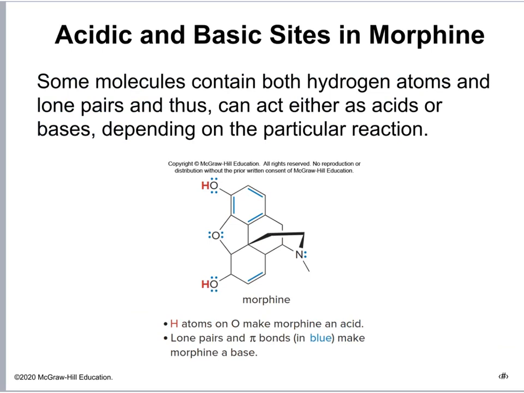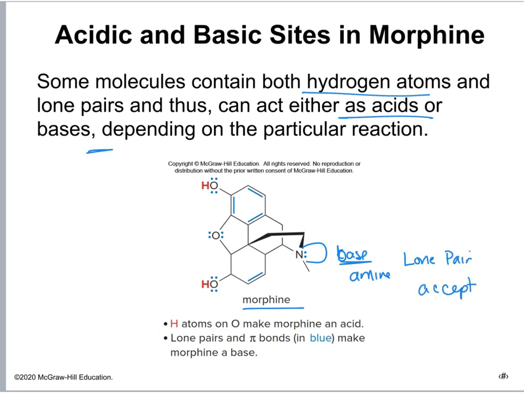So acids and bases are very important in molecules. This is morphine, and you're looking for the hydrogen atoms, and they can either act as acids or bases depending on a particular reaction. So I can tell you this right here, that would act as a base, this functional group here, this amine. And you can tell because it has a lone pair. And a lone pair is going to want to accept a proton. Okay, so that would be that. Where your acids, those are your acids.